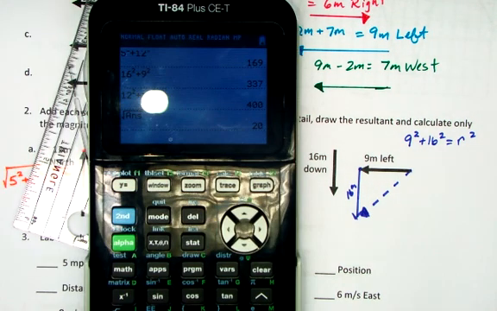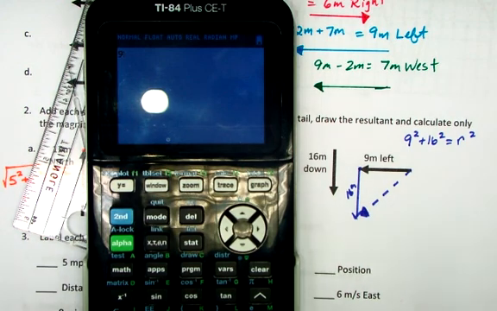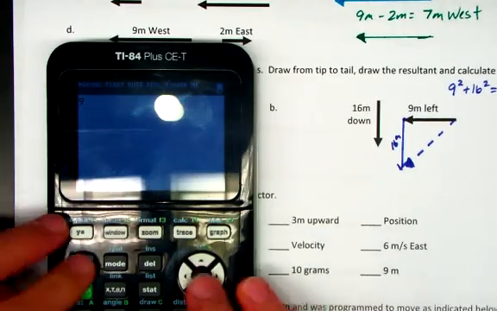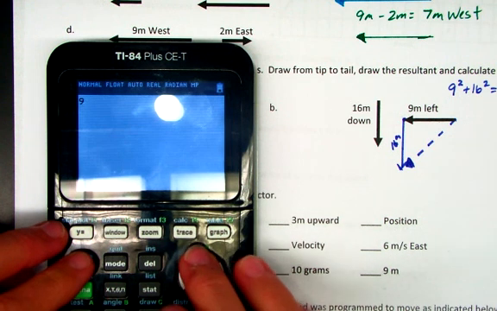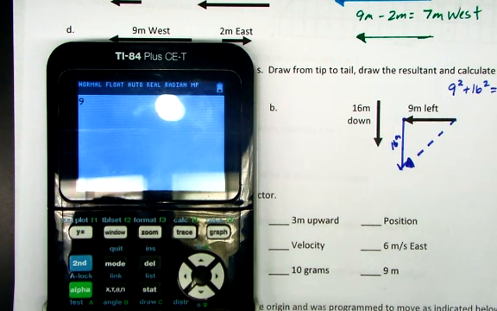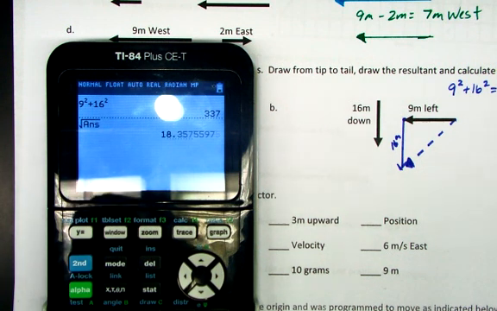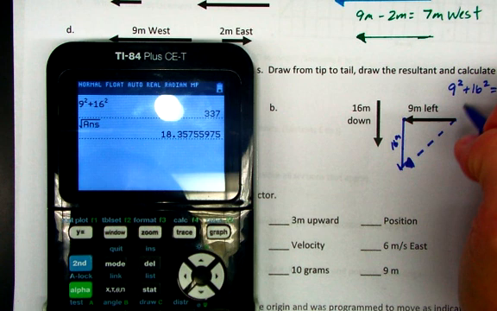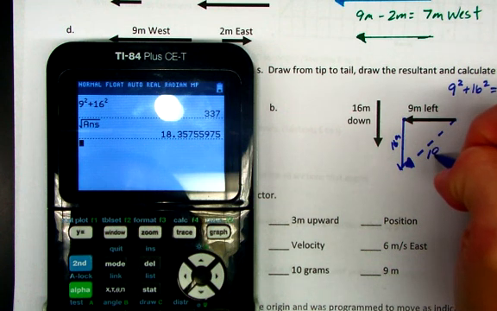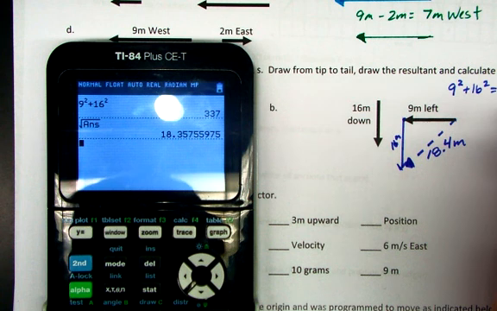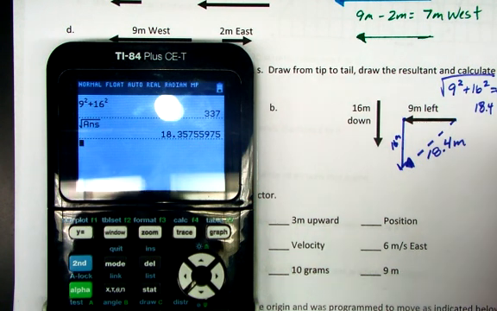So I get 9 squared. I don't know if you can see that here. There we go. 9 squared plus 16 squared. And then we want to take the square root of that answer. And so then we get 18.4, we'll say 18.4 meters. So R equals 18.4. So we have to take the square root of both sides.